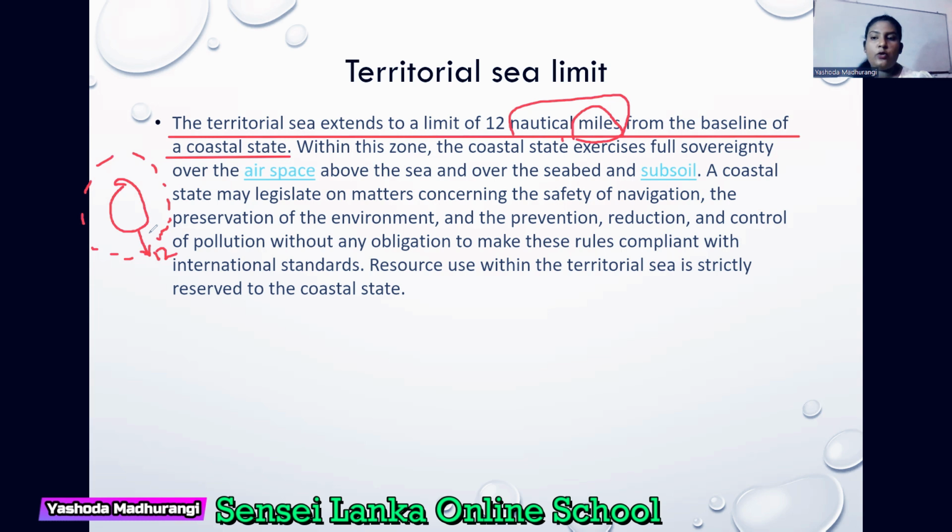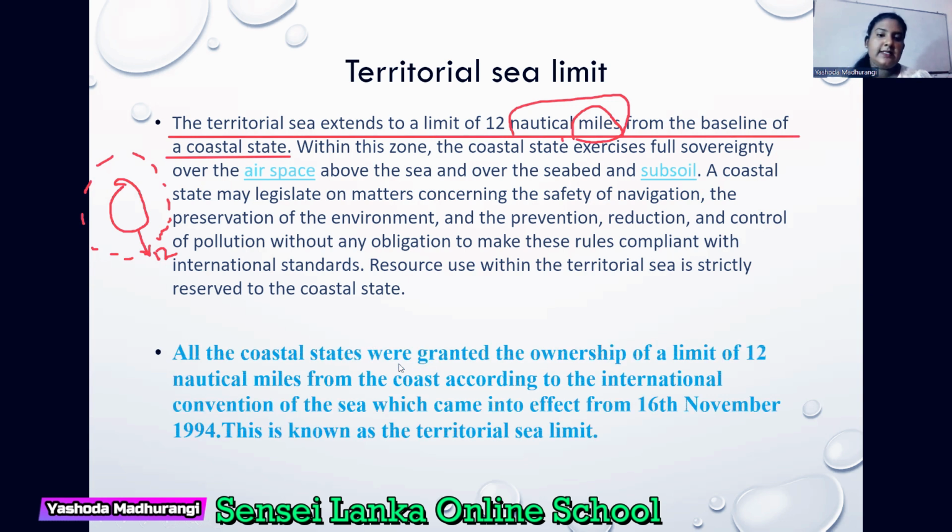So it is our duty to protect this area. We have to protect the environment in this area. We have to stop any illegal activity in this area. The resources in this area can be used by our country, the coastal state. Other countries cannot come into it and use them. That is the territorial sea limit. I think you all understand it clearly.